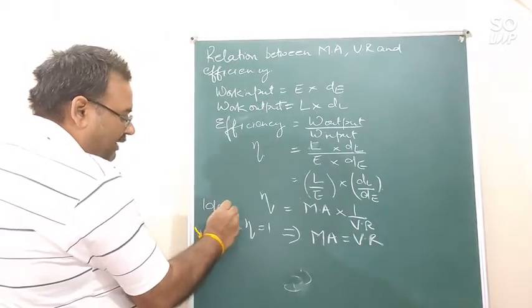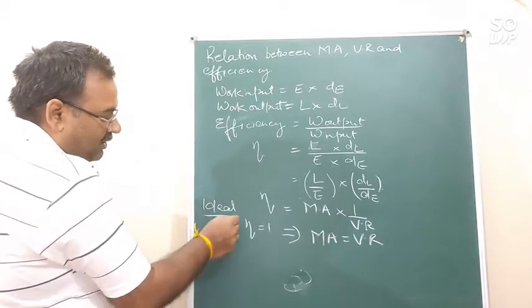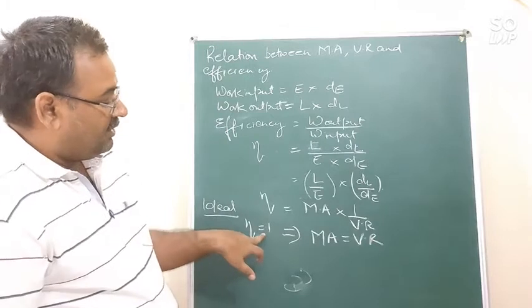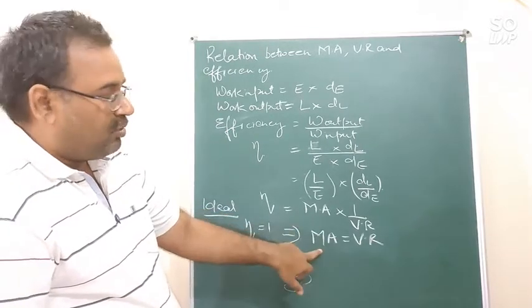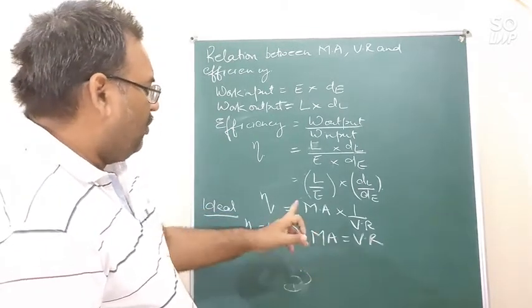This is for the ideal case. In case of an ideal machine, efficiency is 100%. So MA equals VR. Mechanical advantage becomes equal to velocity ratio.